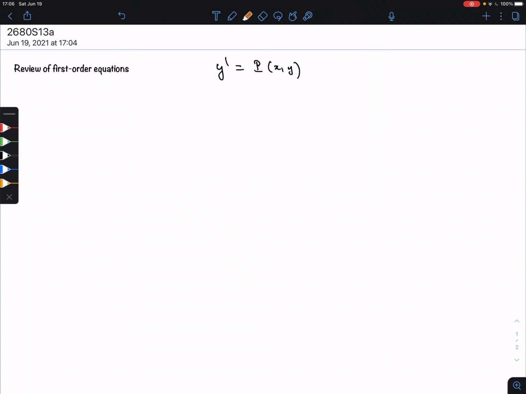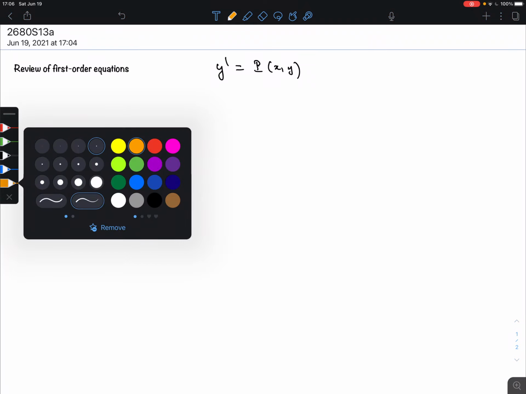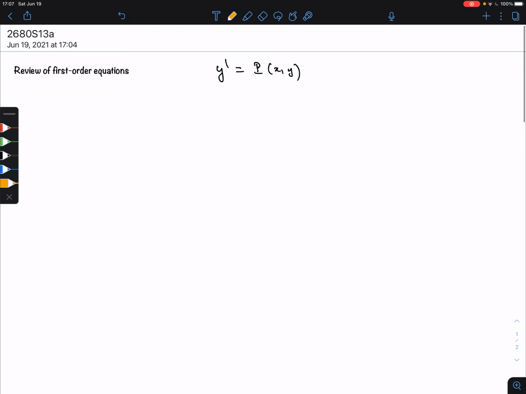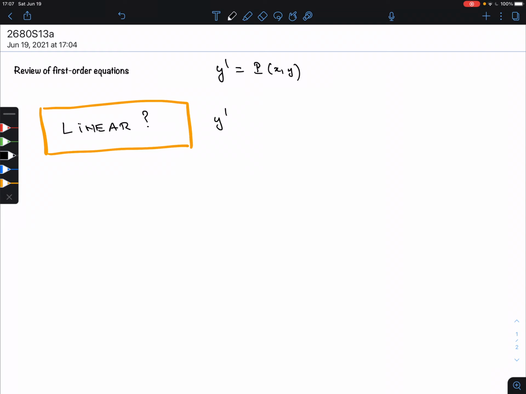So let me make it a little bit bigger here. Okay. I'll make some boxes here of all different types. The first type is: is it linear? That's the first thing we should ask. Okay, is it linear? And linear means that it is of the form y prime.